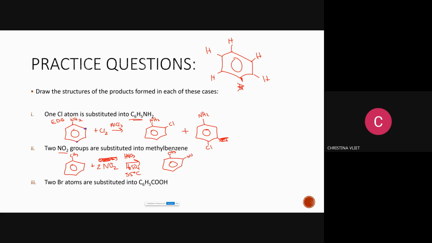So NO2, and the other option for 2 is 2 and 6. Why not 4 and 6? The same as 2 and 6, right? I mean 2 and 4. 2 and 4 is the same as 6 and 4 because it's symmetrical. Does that make sense? The next one, no?